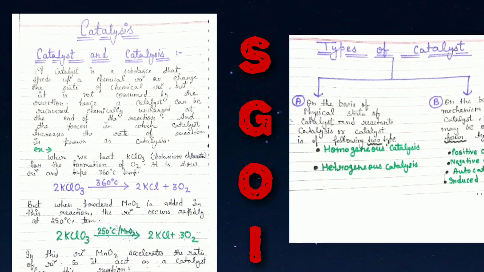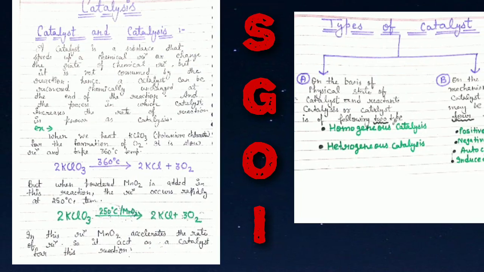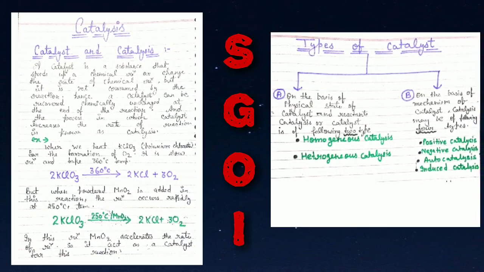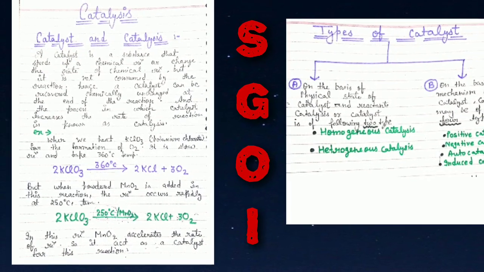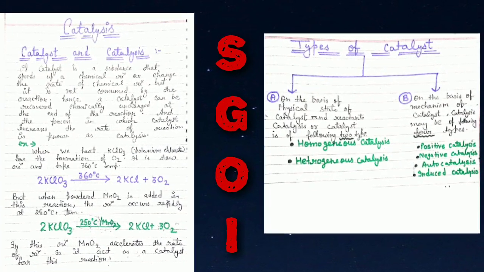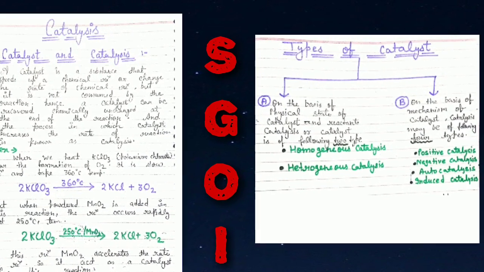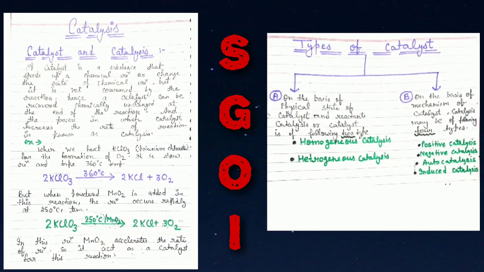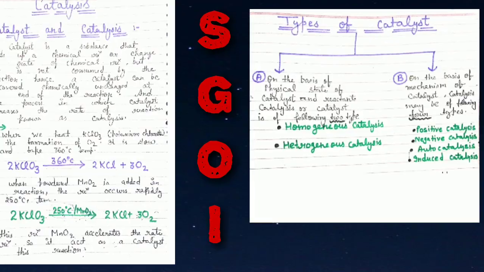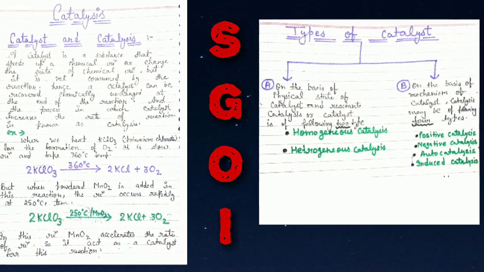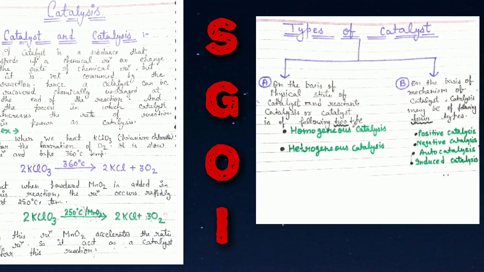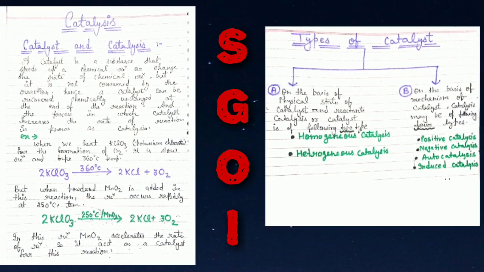So here what does MnO2 do? MnO2 decreases the activation energy for this reaction, and we can also say that MnO2 increases the rate of reaction. MnO2 speeds up the rate of reaction, the speed of reaction. So for this reaction, MnO2 acts as a catalyst. I hope you understand well what is catalyst and catalysis.